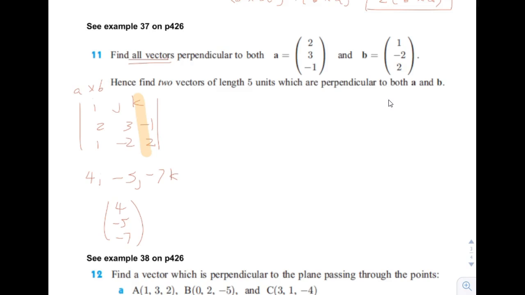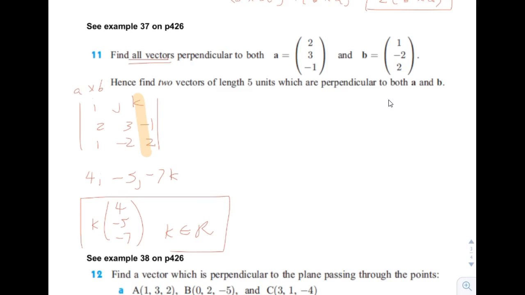And how do I find all vectors that are perpendicular to both A and B? All I need to do is multiply it times a scalar, and I'll just say that K is any real number. And that generates every single possible vector that is parallel to or perpendicular to both of those vectors, because any vector that is a different size that is parallel to this vector is perpendicular to the others, okay? So basically the answer to the first part is that.